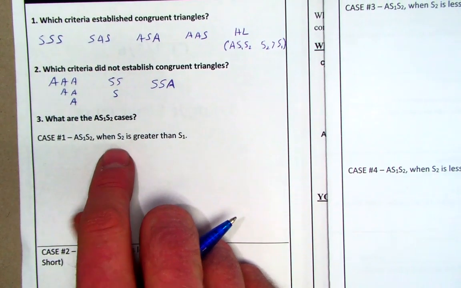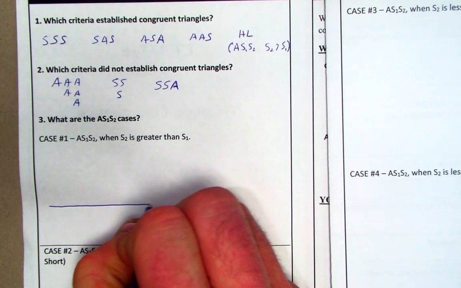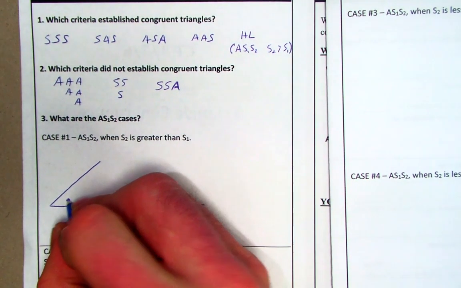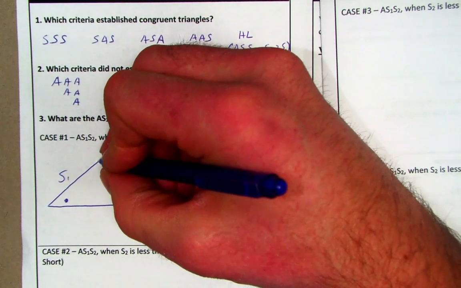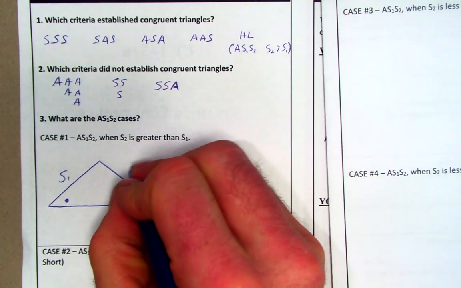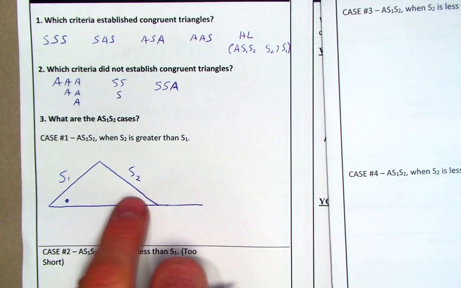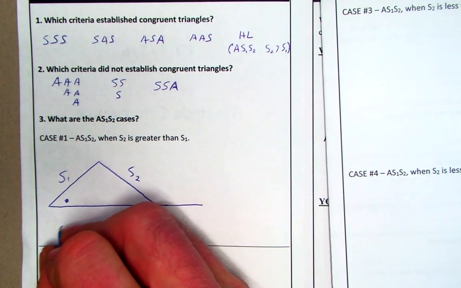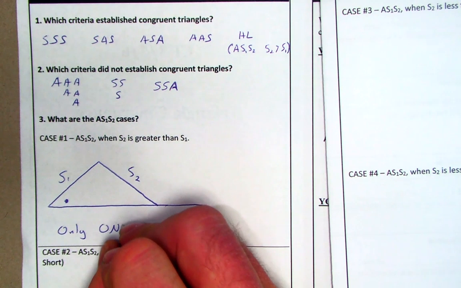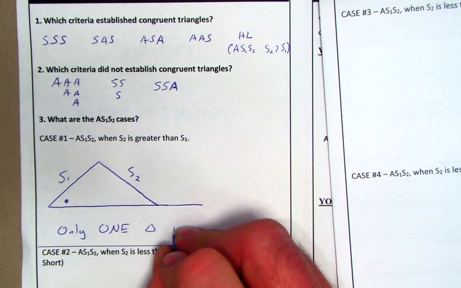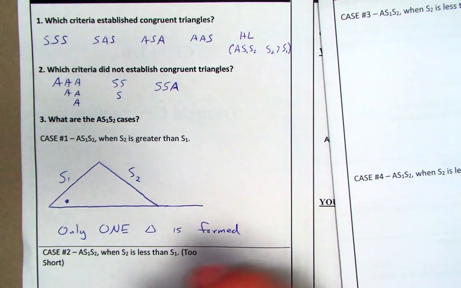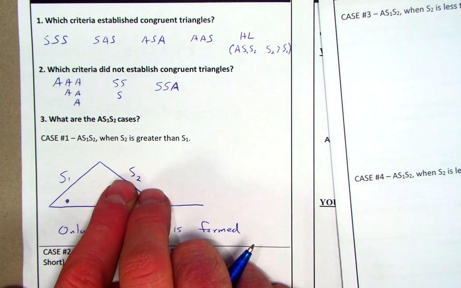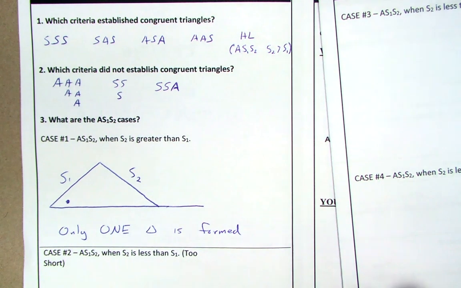First case is when side 2 is greater than side 1. So the idea being, we have an angle, we have side 1. If side 2 is longer than side 1, then it's guaranteed that there's only one triangle possible. Only one triangle is formed. So if two triangles have corresponding angles, side 1 and side 2, and side 2 is longer than side 1, then it's guaranteed those two triangles are congruent.